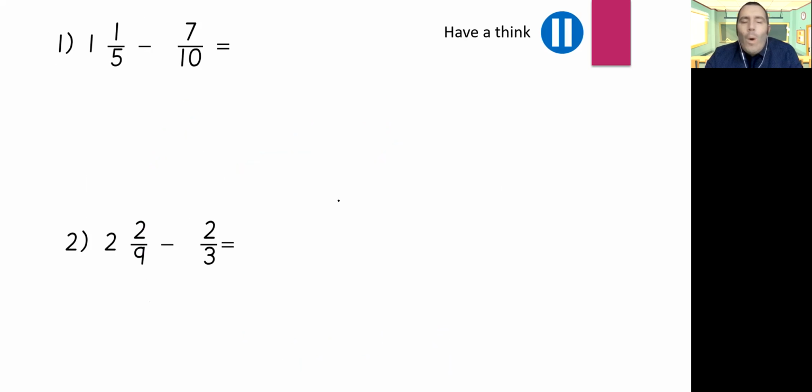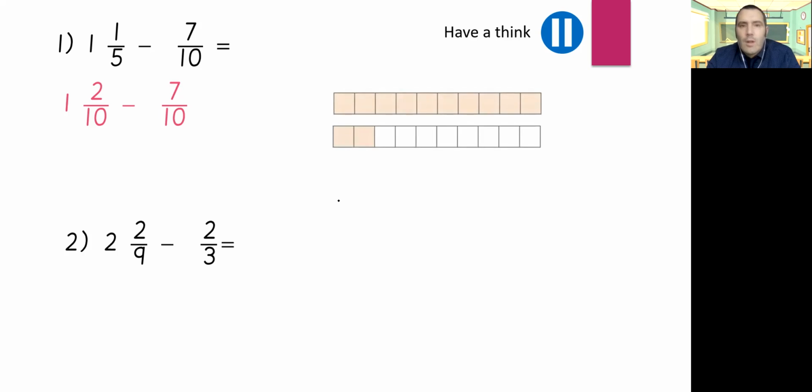Okay, 1 and 1/5, take away 7/10. The first thing I need to do is get everything to the same denominator. So I've multiplied 1 and 1/5 by 2 to give me 1 and 2/10, take away 7/10. So using my bars, I've got 1 full bar at the top here, and I've got my 2/10 here.